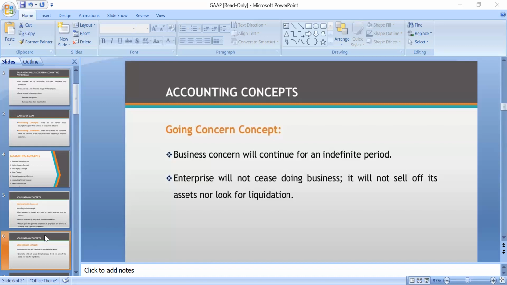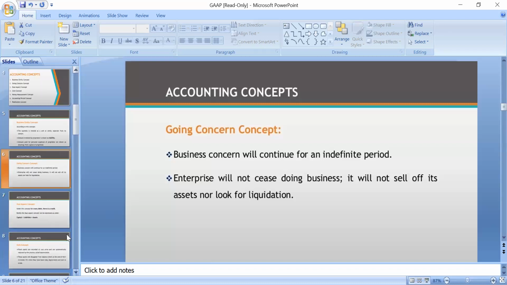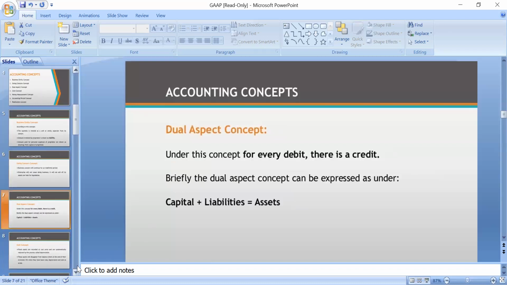Moving toward the next principle, and the next principle is the dual aspect concept. According to this principle, every transaction has two aspects, and both aspects are recorded in the books of account. One is debit, another is credit, with equal amount. So it means that if we are receiving any benefit, we have to give a certain benefit of equal amount. So this concept says that each and every transaction has two aspects: one is the debit aspect and the other is the credit aspect.